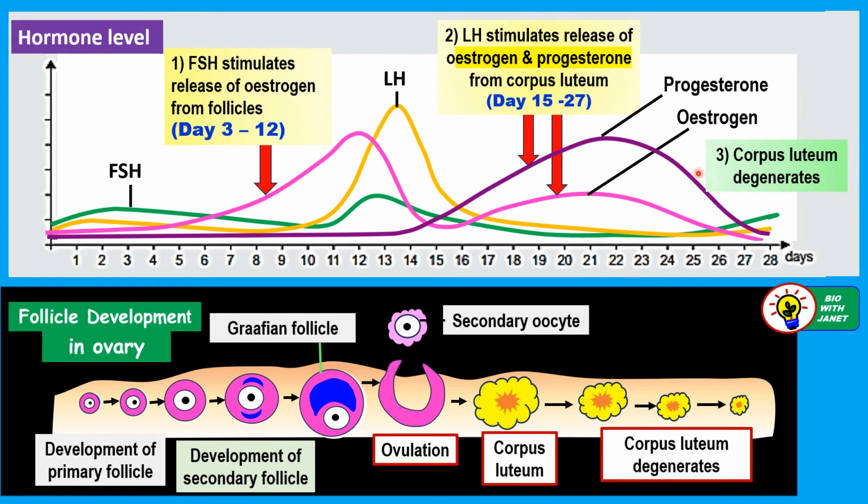Now next, why do the levels of progesterone and estrogen then decrease back to a low level? This occurs if the corpus luteum degenerates when there is no fertilization. So you can see in the picture here, the corpus luteum degenerates and becomes smaller and smaller. It breaks down, so it will secrete less and less progesterone and estrogen from day 23 to day 28. That's why the levels of progesterone and estrogen decrease.